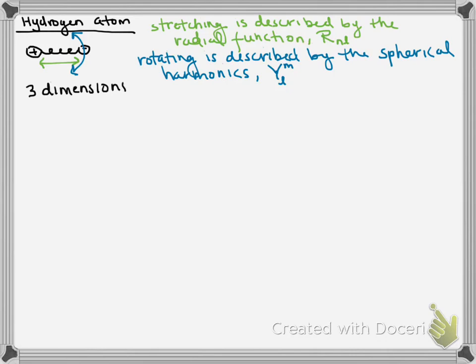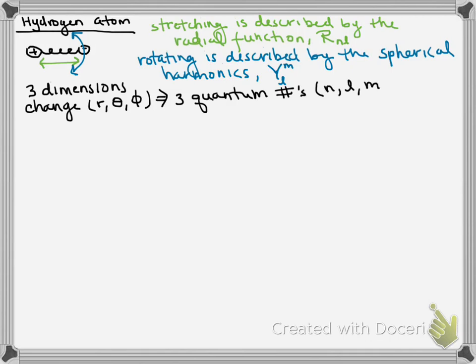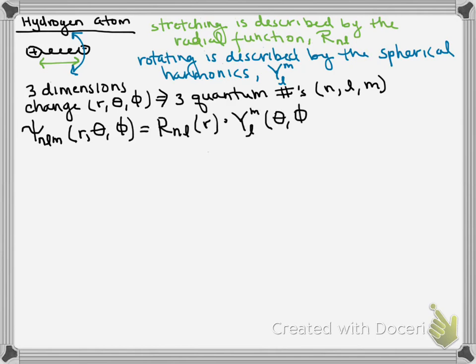So there are three dimensions that can change. Remember, we're changing in spherical coordinates. This is r, theta, and phi. And because there are three dimensions which can change, that means there's three quantum numbers, n, l, and m. So when we write out our wave function, which again we're going back to psi for the hydrogen atom, it depends on three quantum numbers, n, l, and m. It changes with respect to three dimensions, r, theta, and phi, and it's written as radial function times spherical harmonic.